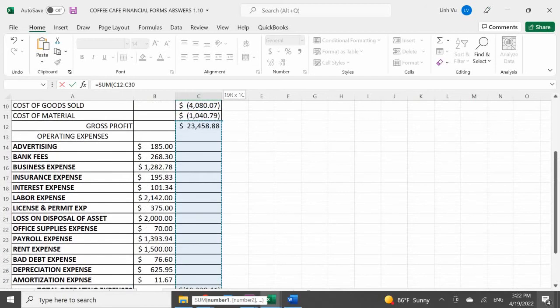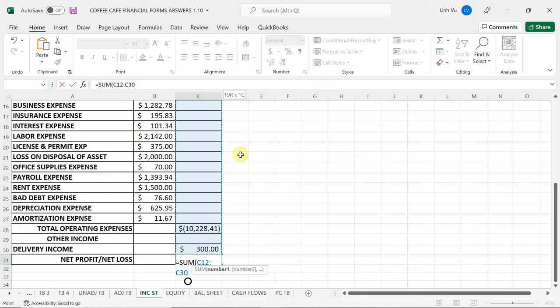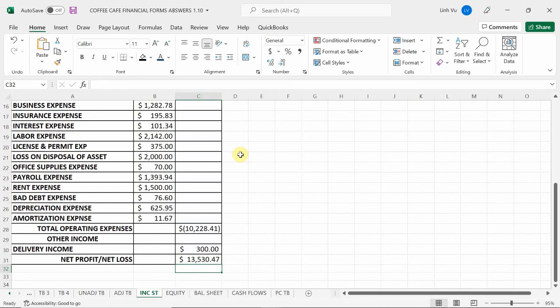So in this case, there you go. You're going to take your gross profit of $23,458.88, subtract out your operating expenses of $10,228.41, and then you're going to add $300 of delivery income. And what's your grand total here? $13,530.47. Okay, so in this case, we got a positive number. That means we generated income. That means all of our operating expenses was less than what we generated. And we generated more money than that covered all of our expenses. So that means we have a total of $13,000 positive in our bank account.